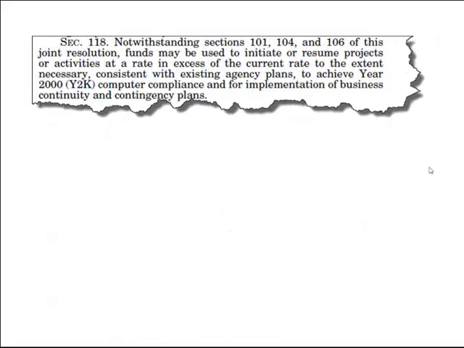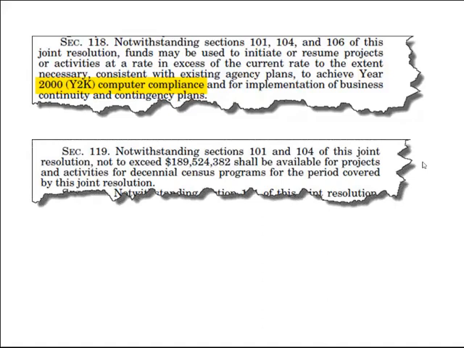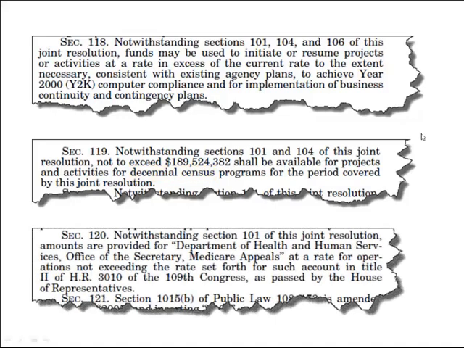In 2000, there was a great concern that changing from 1999 to 2000 would wreak havoc with government computer systems. So a funding anomaly was used to provide funding for Y2K computer compliance. In the same year, a CR funding anomaly was used to provide funding for the decennial census, something that would not have been funded in the previous year. In fiscal year 2006, a funding anomaly was needed to provide for the new Office of Medicare Appeals and HHS.